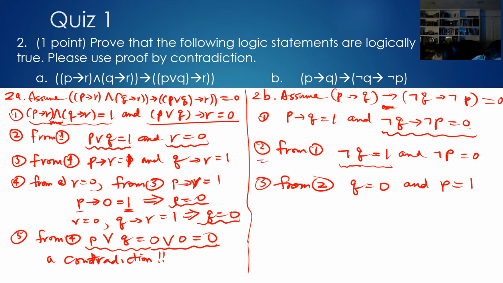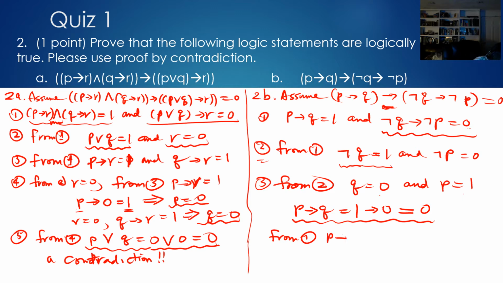Right? So that means if Q is 0, P is 1, then what is P implies Q? P implies Q means 1 implies 0. Now, based on the definition of implication, that is going to give you 0, right? Now, what do we get? This is a contradiction, right? Because from 1, we know that P implies Q equals 1. So there's a contradiction.